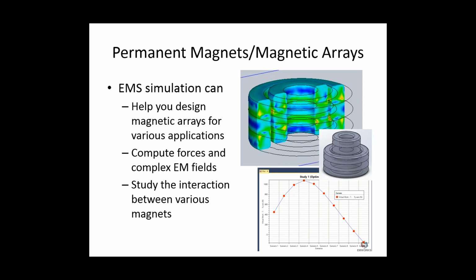As far as the permanent magnets and magnetic arrays are concerned, EMS can help you design magnetic arrays for various applications. For example, we will be later looking at an example of a magnetic clutch. It can also compute the forces and the fields inside your model. And also finally, it can study the interaction between the various magnets as they are placed in an array, and how they can cumulatively act in your design.